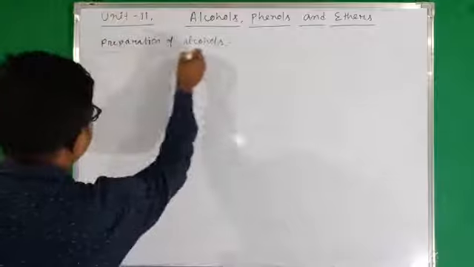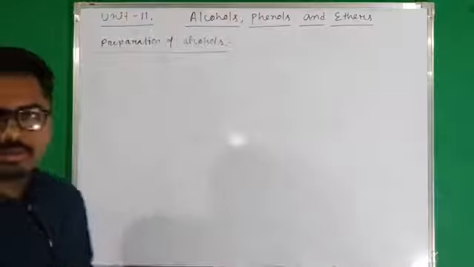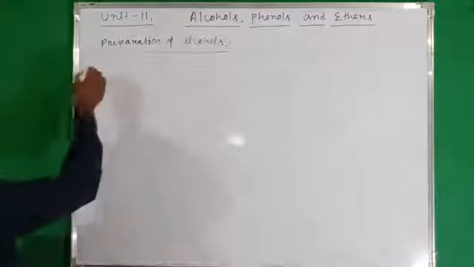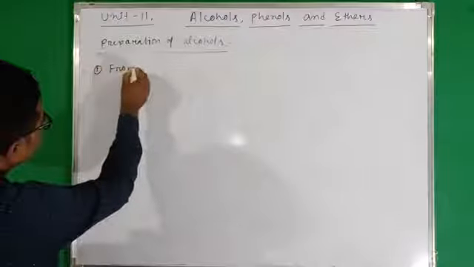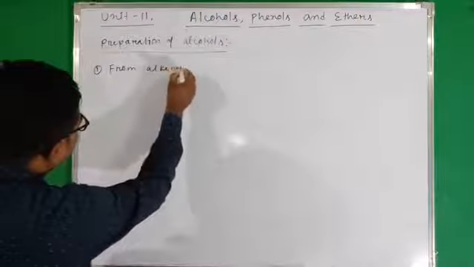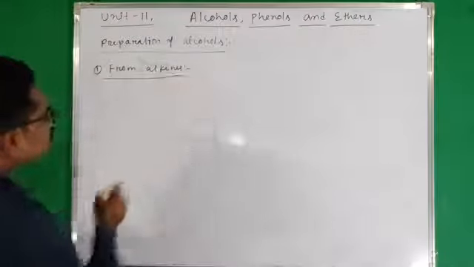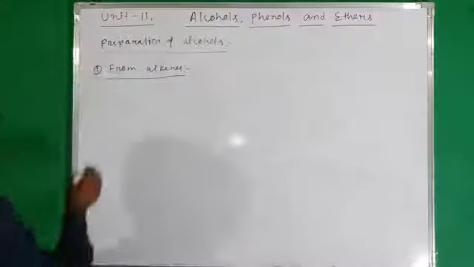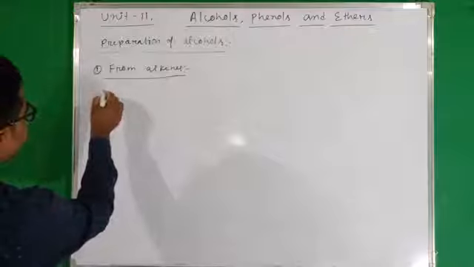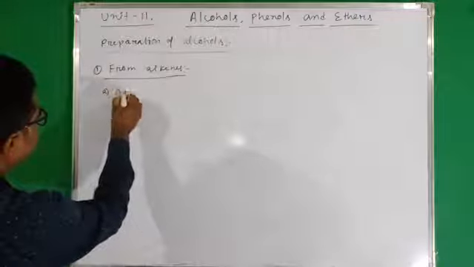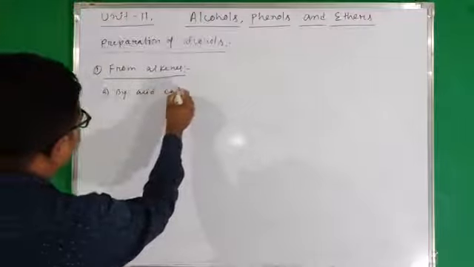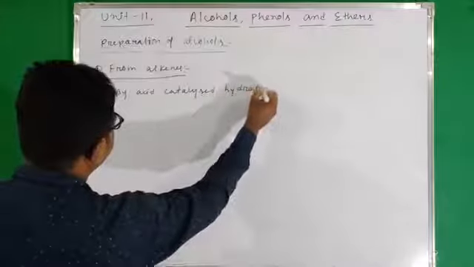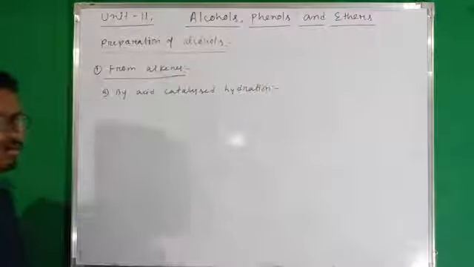So at first we will discuss methods of preparation of alcohols. First, number one, from alkenes. That means we will prepare alcohols from alkenes. So to prepare alcohols from alkenes, the first method is by acid catalyzed hydration. Hydration means addition of water.